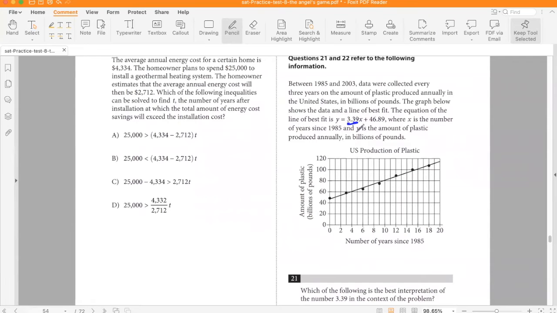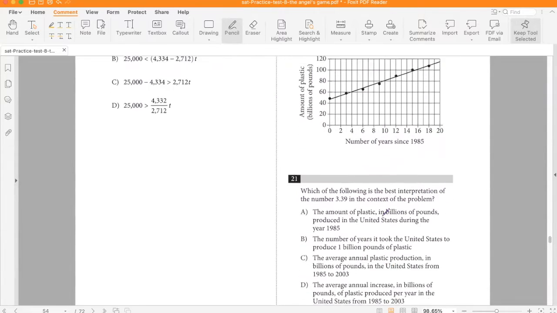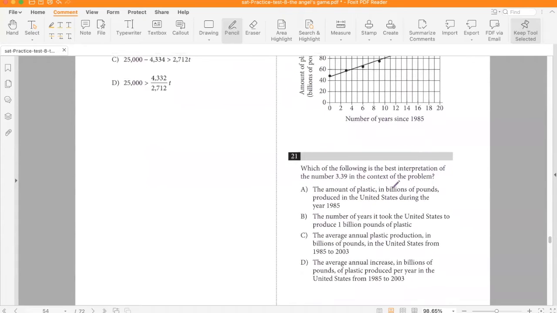So 3.39 is the slope of this line, which means that it is the increase in the amount of plastic produced every year, right? So the amount of plastic produced in the US during the year 1985, no, that's the y-intercept, so that's not it. Number of years it took the US to produce 1 billion pounds of plastic. The average annual plastic production in the US from 1985 to 2003. The average annual increase in billions of pounds of plastic produced per year in the US. So it's D.